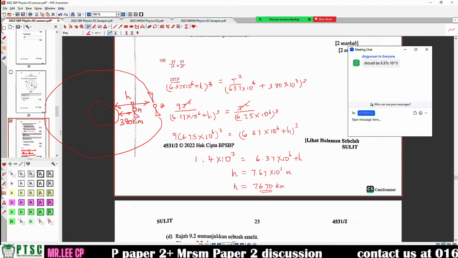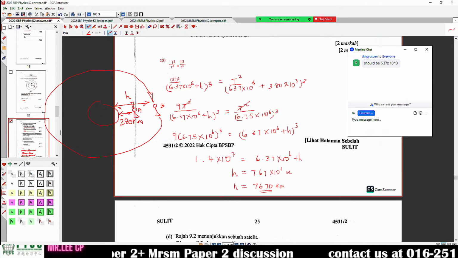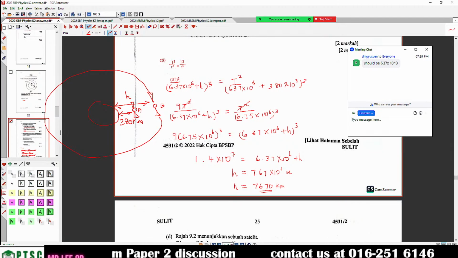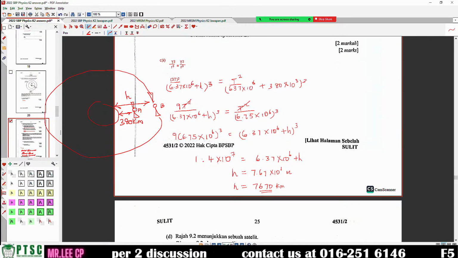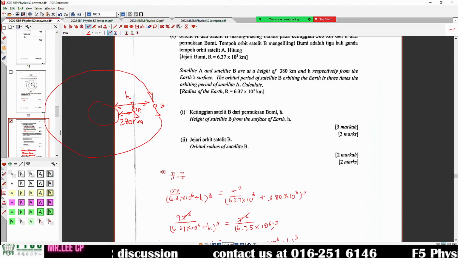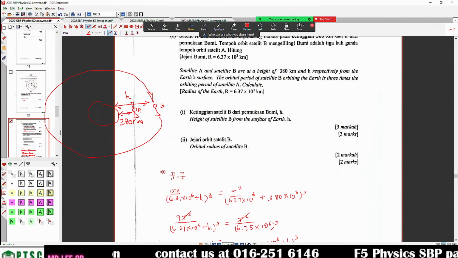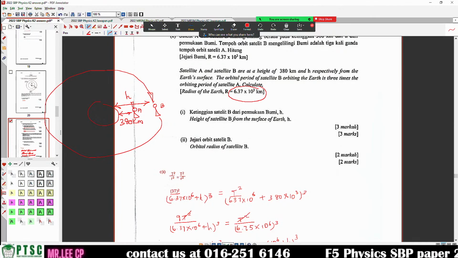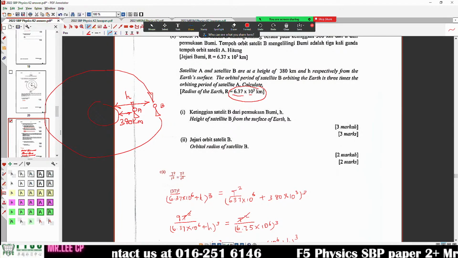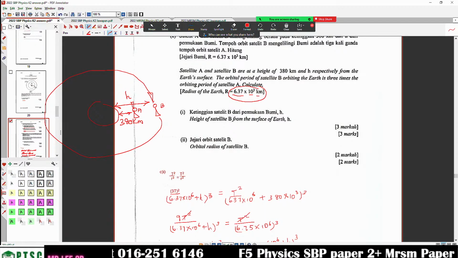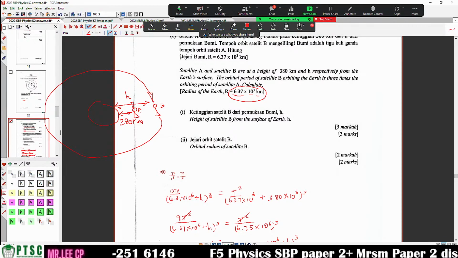6.37, correct. You see this number is 6.37, right? If I change it to km, it will be 6.37 times 10 to 3 times 10 to 3, so altogether it will be times 10 to 6. You get it?